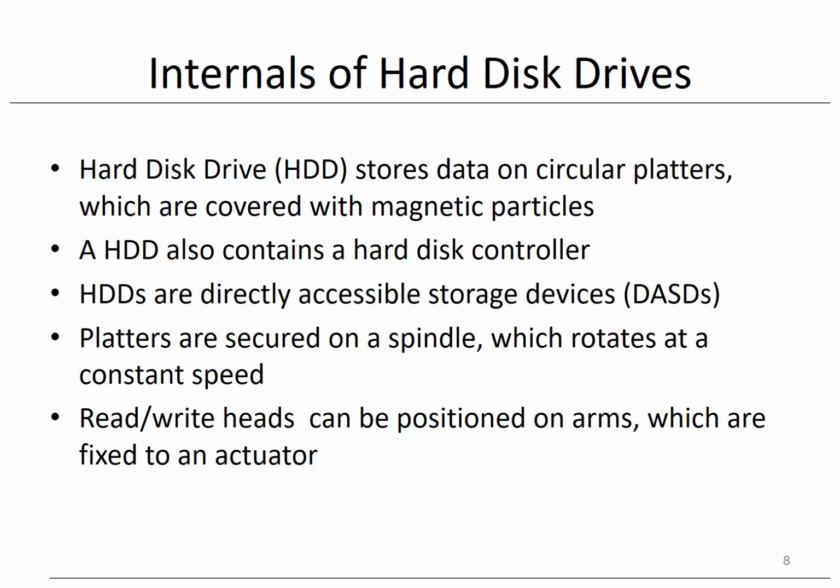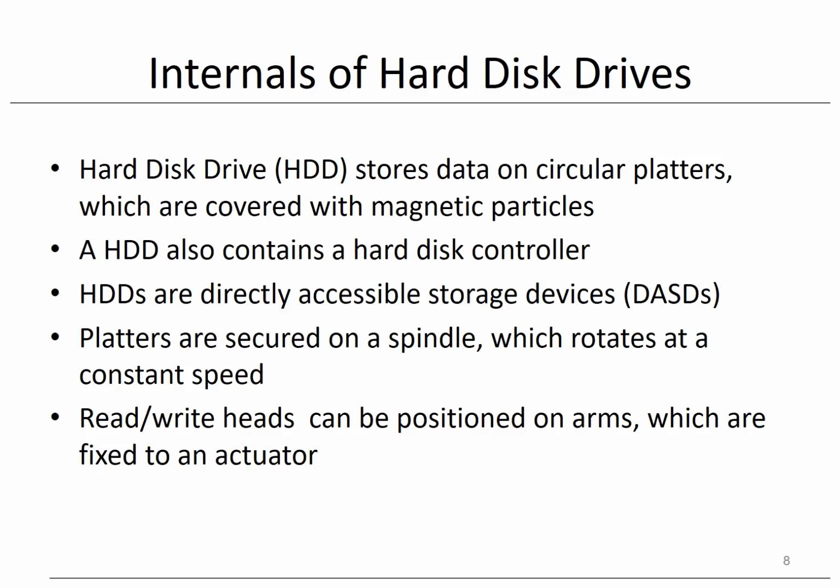Hard disk drives store their data on circular platters, which are covered with magnetic particles. An HDD also contains a hard disk controller, which is circuitry that oversees the drive's functioning and that interfaces between a disk drive and the rest of the system. Reading from and writing to hard disks comes down to magnetizing and demagnetizing the spots on these platters to store binary data.